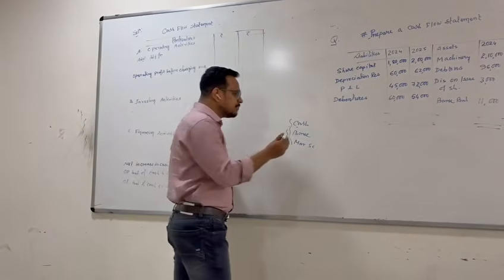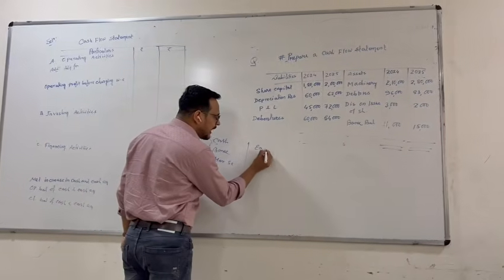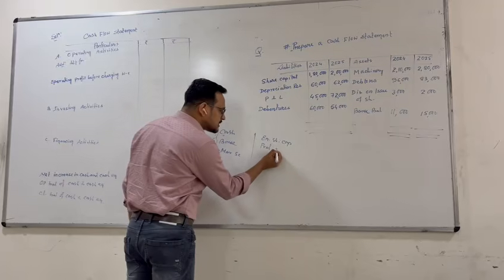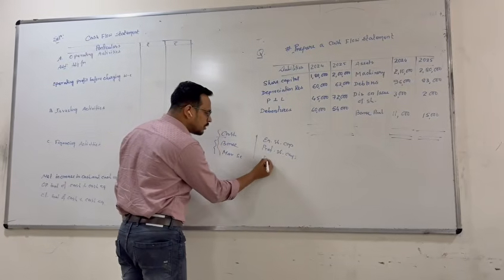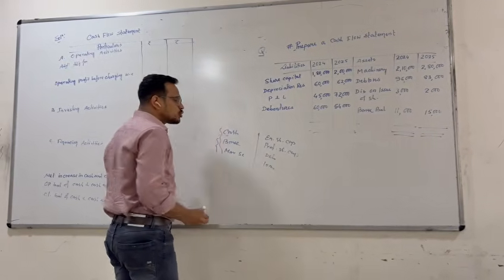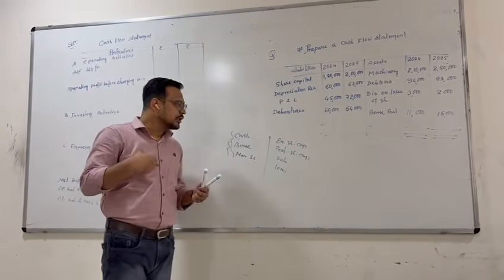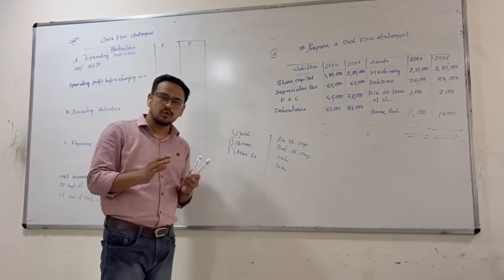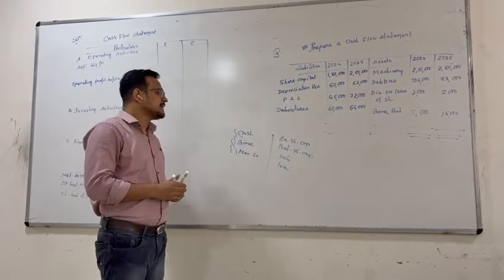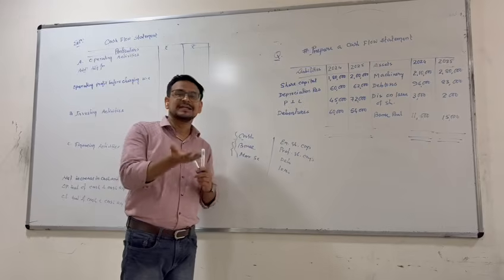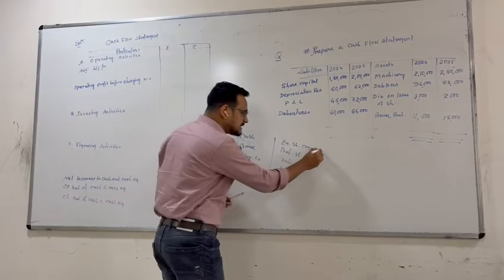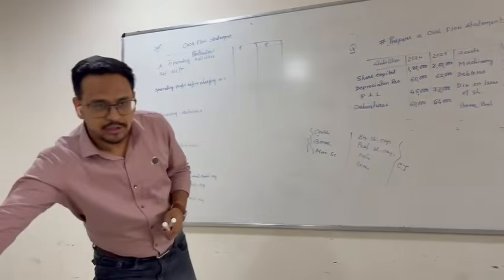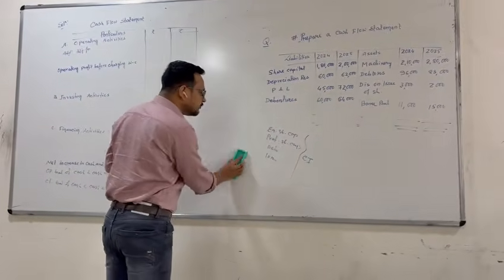For example, what are the main sources of fund? Equity share capital is one of the sources of capital. Then preference share capital. Then your debenture and loan. So when a company issues equity shares, preference shares, or debentures, or raises a loan from any financial institution, it means company fund increases. When fund increases, it means the company has a cash inflow. When they issue shares or debentures, this is cash inflow.